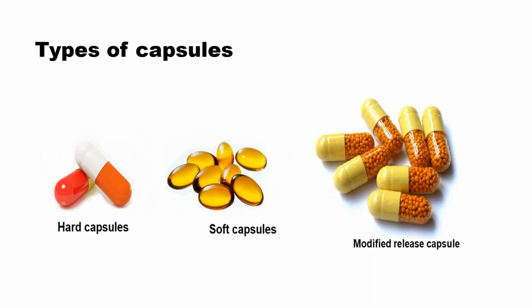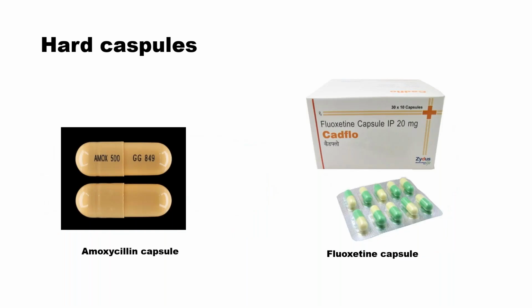This is the slide which is showing you the various types of capsules. We have hard capsules, soft capsules, and modified release capsules. For these hard capsules, I am showing here amoxicillin capsules and fluoxetine capsules. They contain a shell that has two parts, a body and a tightly fitting cap. The diameter of the cap is sometimes slightly larger than the diameter of the body. I have already shown this in the previous slide.